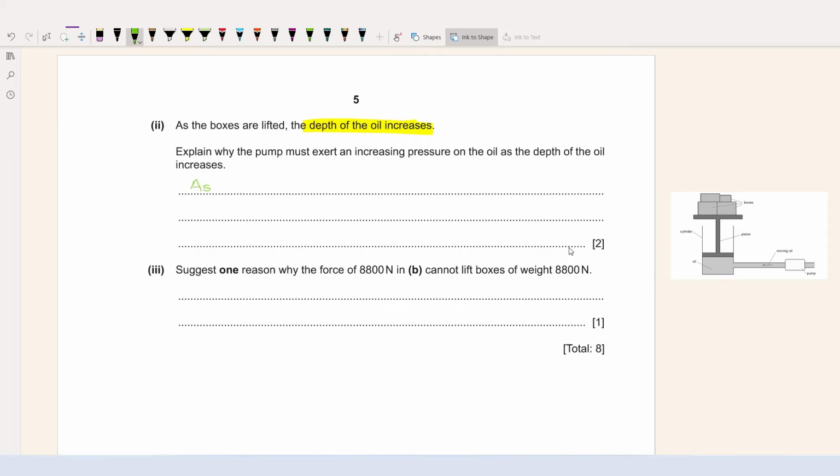As the depth increases, the pressure increases in the liquid. Therefore, to oppose the increase in pressure, the pump must exert an increasing pressure.